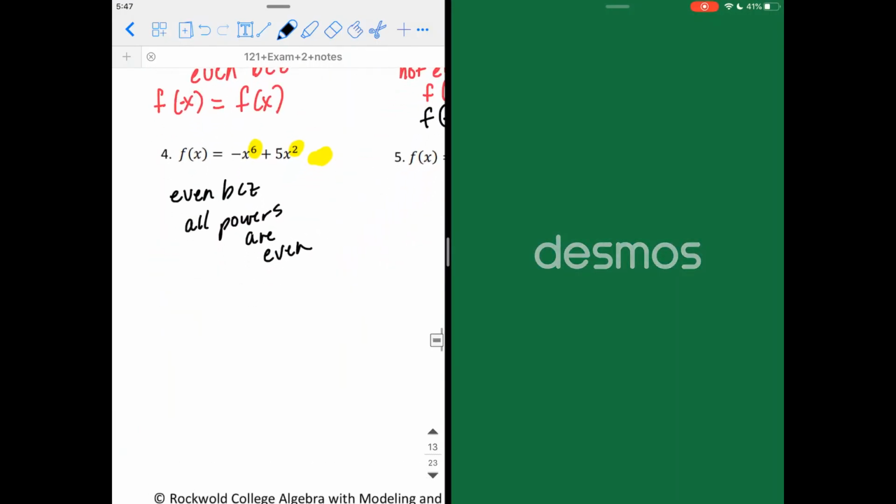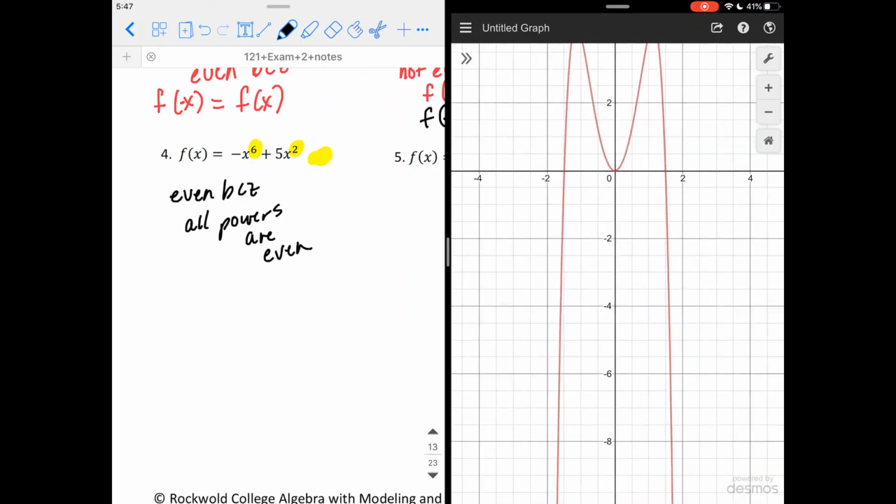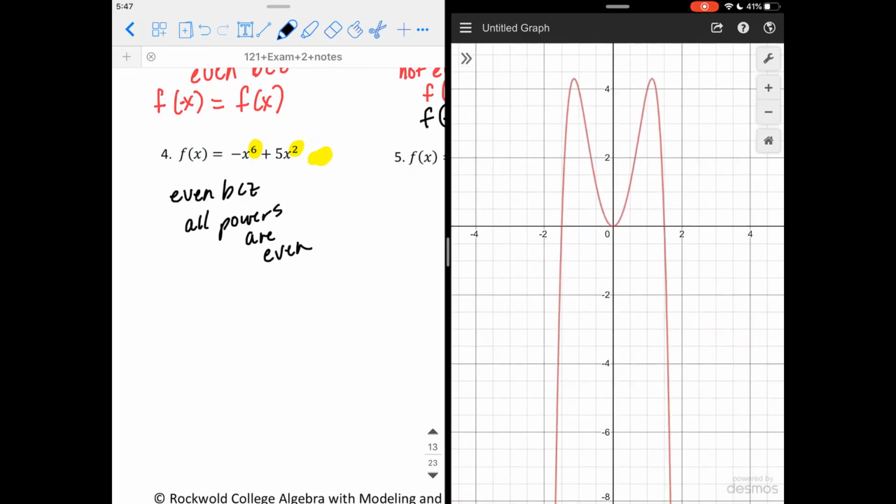Now, you've got to see it to believe it. So here, let's just graph it. Let me zoom in here. Come on, Desmos. So I have negative x to the power of 6 plus 5x squared. And yeah, it's definitely symmetric with respect to the y-axis.